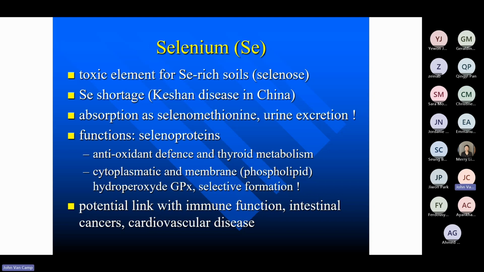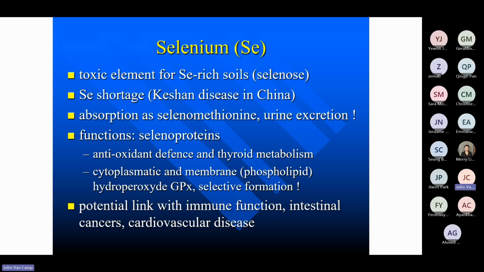Selenium is considered a toxic element in selenium-rich soils. So it could lead to so-called selenosis, whereby animals as well as humans could take up too much selenium, which could lead to intracellular toxicity. The other way around also works, which is called selenium shortage. And this comes from a region in China, especially in the southern region, in the Tibetan region, where there was a shortage of selenium, which was called the Keshan and the Keshan-Beck disease.